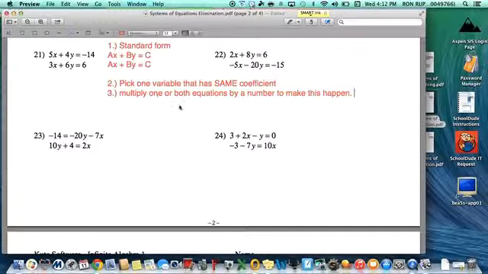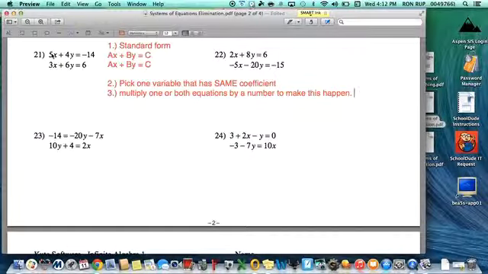You could divide one or both equations to give them the same number, but more often than not, it's going to involve multiplication. So we can do either one. We can try to make our x's the same or try to make our y's the same. And so if I wanted to make my y's the same, I would multiply the top by 6 and the bottom by 4. That would make both of these 24. I could also do the top by 3 and the bottom by 2 to make these both 12. Either one would work. It really doesn't matter.